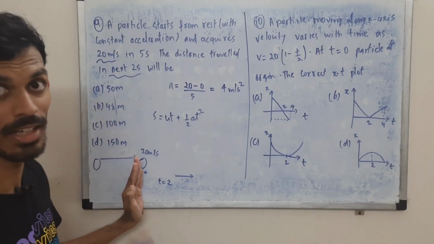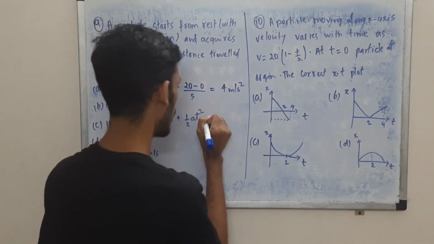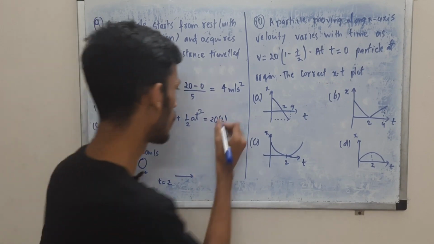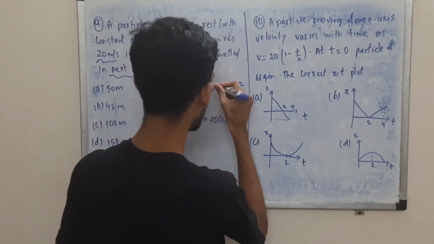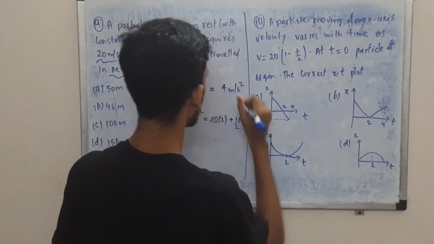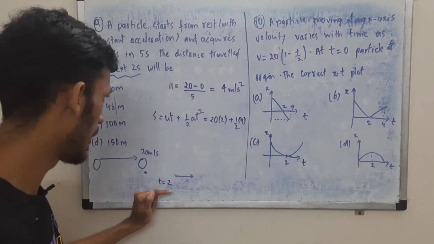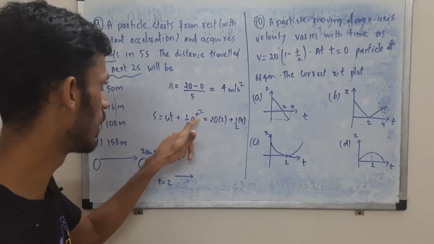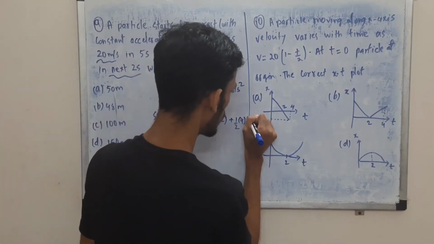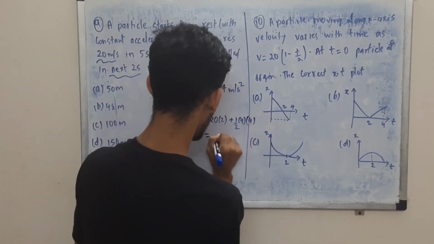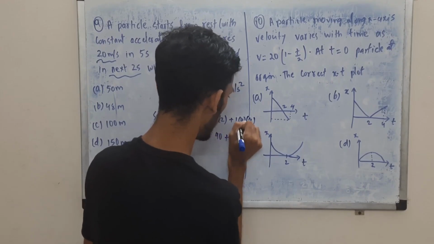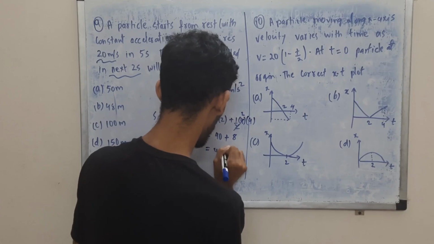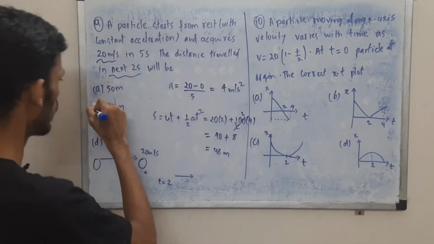So it is now starting with a velocity of 20 meters per second, and time is 2 seconds. Here, half acceleration we have found, it's constant acceleration, it's mentioned, so it will not change, of course. So half times 4 and t square again, which is 2 square, which is 4, and this is 8, and 40 plus 8 is 48 meters, which is option B.